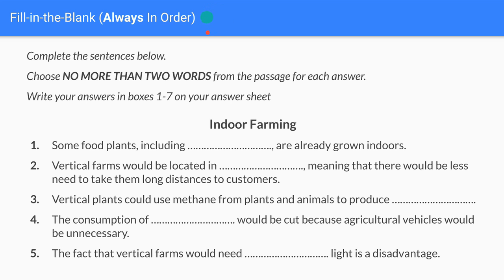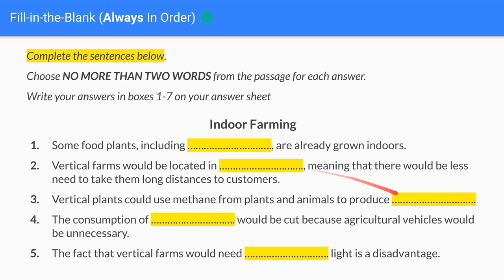So you're going to see them very soon as well, but here we have an example of a fill-in-the-blank question type. The way that you identify this question type is by simply looking at the blanks. When you have blanks like this and the question asks you to complete the sentences below, well, this is going to be a fill-in-the-blank question type.